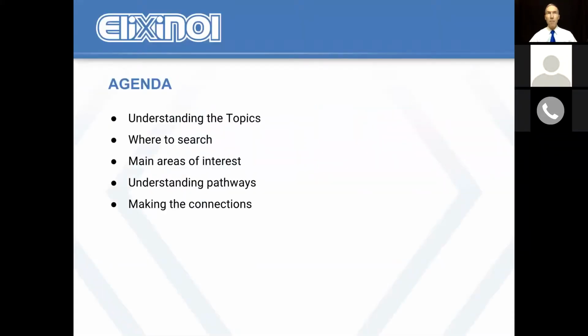These are the main topics that we're going to cover. One of the things we're going to talk about is the topics themselves, in terms of which terms are being used and what they mean, and try to sort some of those things out. We're going to talk about where to search and where to find the evidence that you're looking for, and the connections that you need for how you practice and the diseases that you encounter. We're going to talk about some of the major areas of interest when you're looking for these searches, as well as understanding pathways. Pathways are a key connection issue, and I'm going to show you how to make those connections with those pathways to see how CBD can work in different situations.